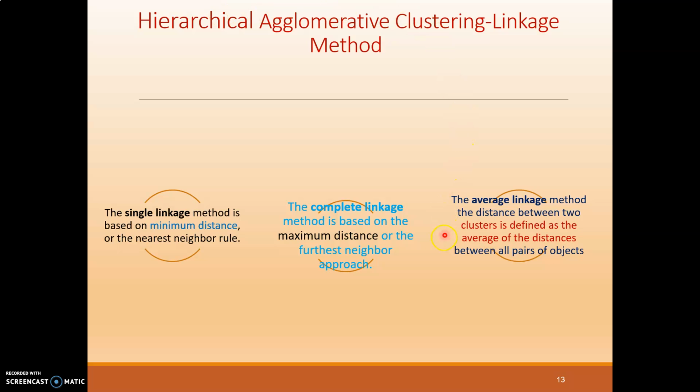So these categories depend on the distance of the clusters. The minimum distance means it's the single linkage. The maximum distance is the complete linkage. Then you find the average of the distance between all pairs of objects, which means the average linkage method.